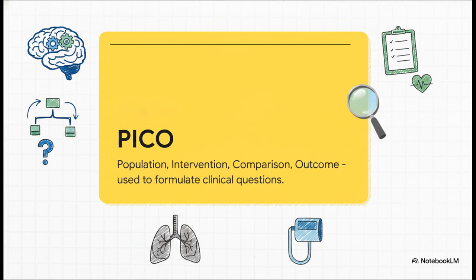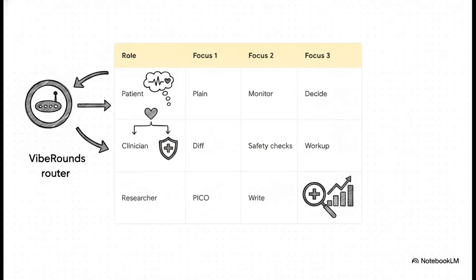For a quick refresher, PICO stands for population, intervention, comparison, and outcome. It's a highly structured framework used by researchers to formulate precise, answerable clinical questions. So, under this perspective, the router trains the learner to convert raw case details, like hypertension and bibasal crackles, into a rigorous academic inquiry. This rule of 3 right here is where the magic of shifting perspectives really happens.